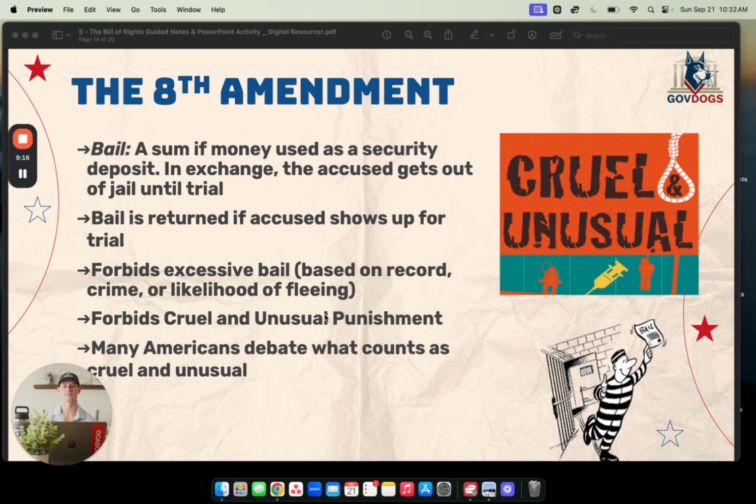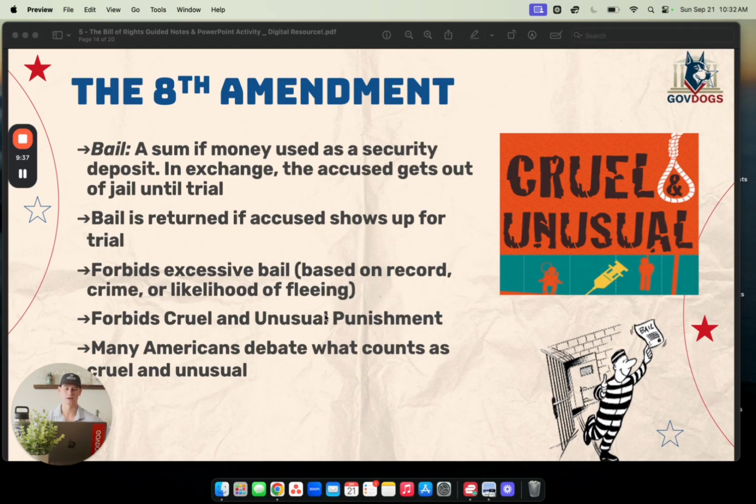The Eighth Amendment talks about bail and forbids cruel and unusual punishment. Bail is a sum of money used as a security deposit. So you get arrested, you get put out on bail, you give the court a certain amount of money, and you get that money back when you show up for your trial. This forbids cruel and unusual punishment as well.